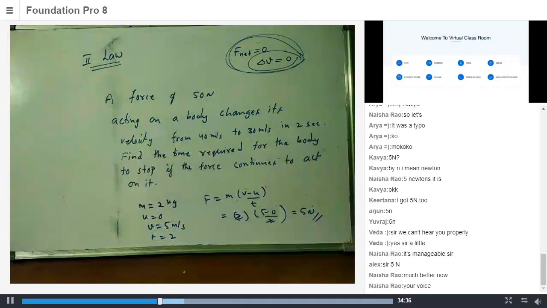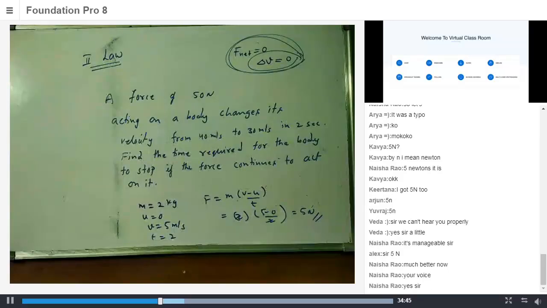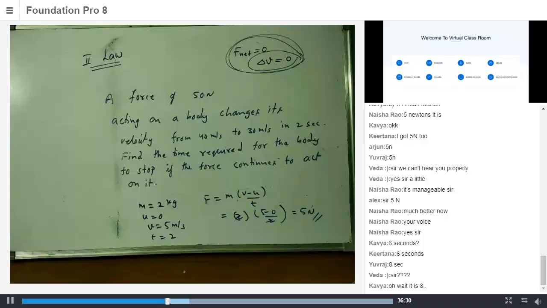Is the question clear to you? Is it visible? I repeat, a force of 50 newtons acting on a body changes its velocity from 40 meters per second to 30 meters per second in 2 seconds. Find the time required for the body to stop if the force continues to act on it. Sir, are you asking how much time it will take for the object to stop, including the 2 seconds or excluding it? Well, I'll take it including the 2 seconds. Excluding the 2 seconds, what will be the answer? All of you got it?